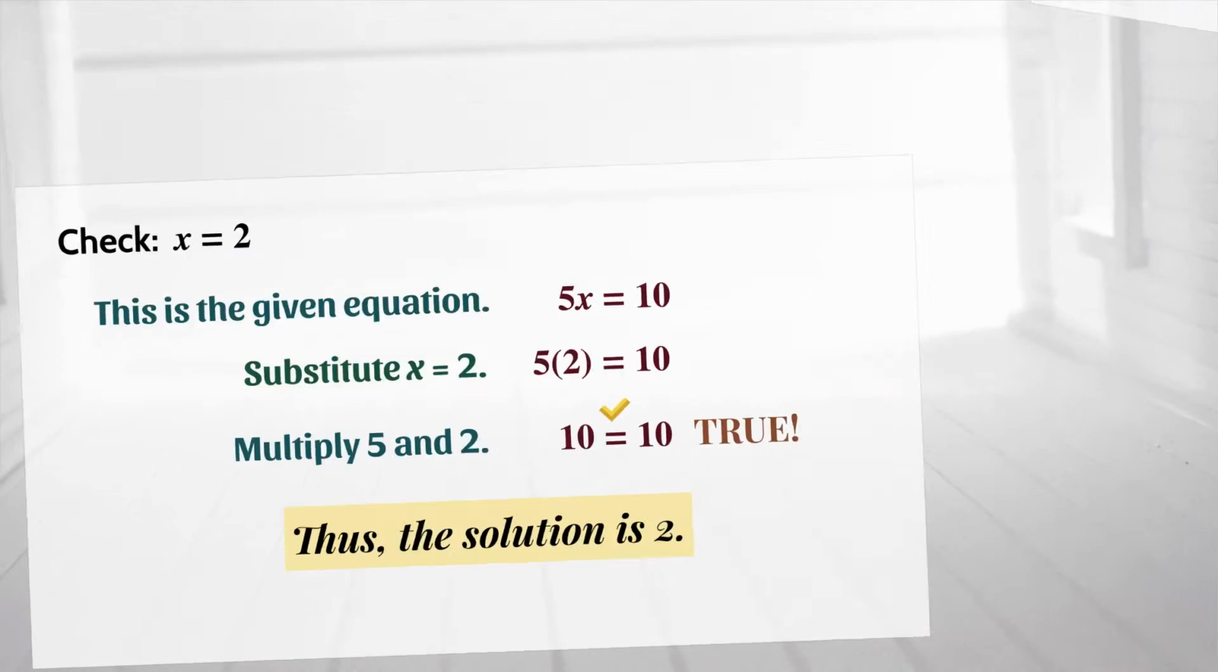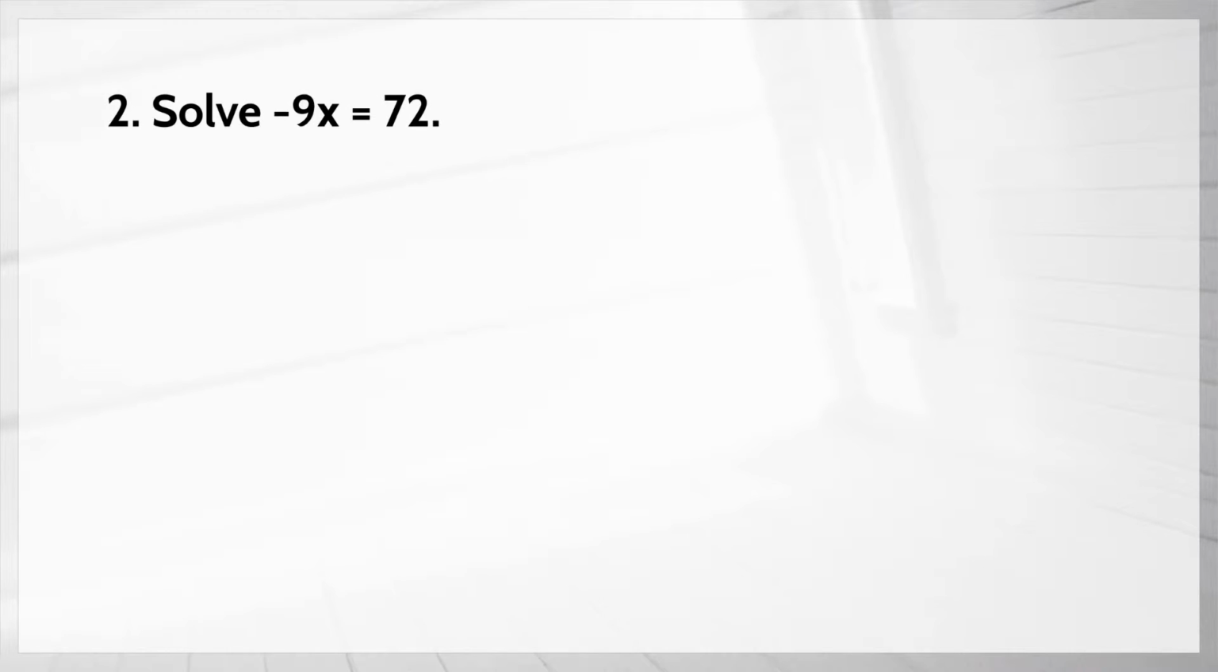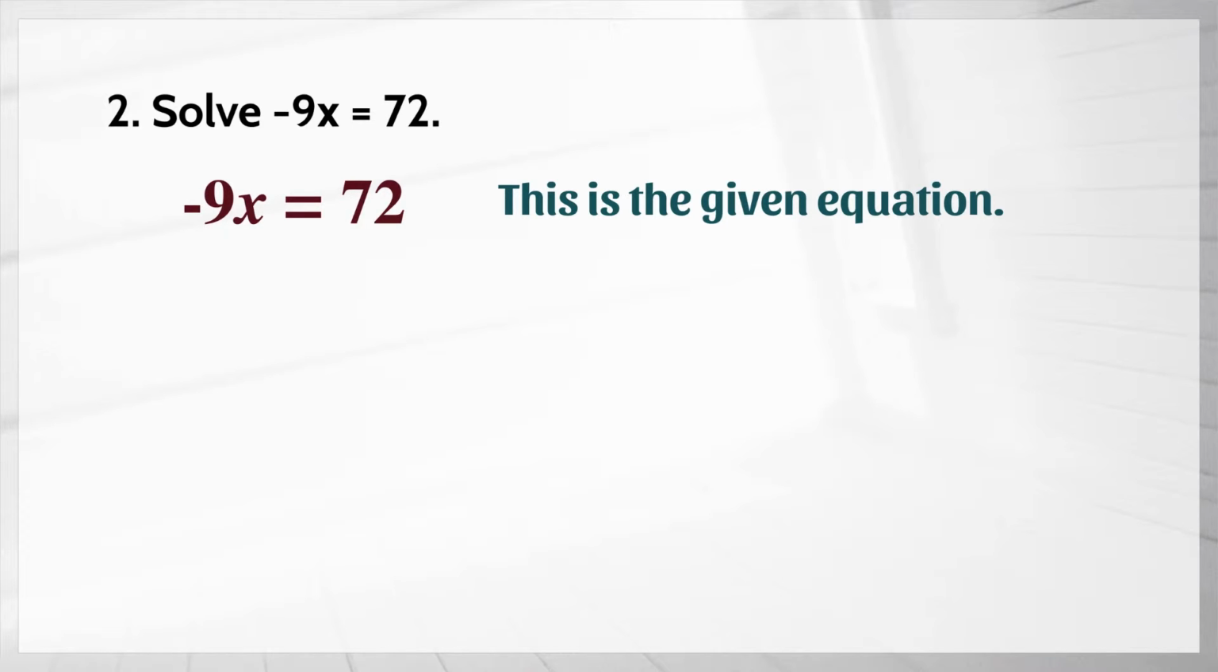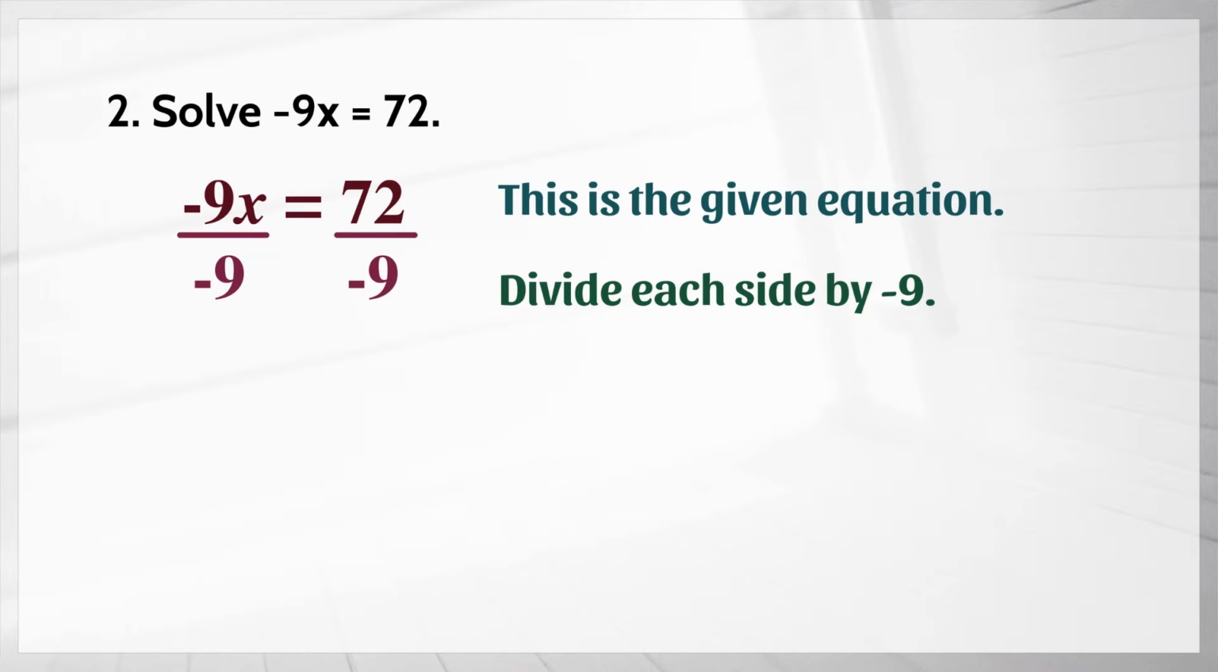Let's have another example. We have negative 9x equals 72. First, we need to write down the given equation here. Previously, we used the model method. Now, for this example, we will solve it in a different way. We want x to be isolated on the left side of the equation, right? So, to start, we need to eliminate the numerical coefficient of x, which is negative 9. To do that, divide each side by negative 9. Just like this. Now let's simplify what's needed to solve the equation.